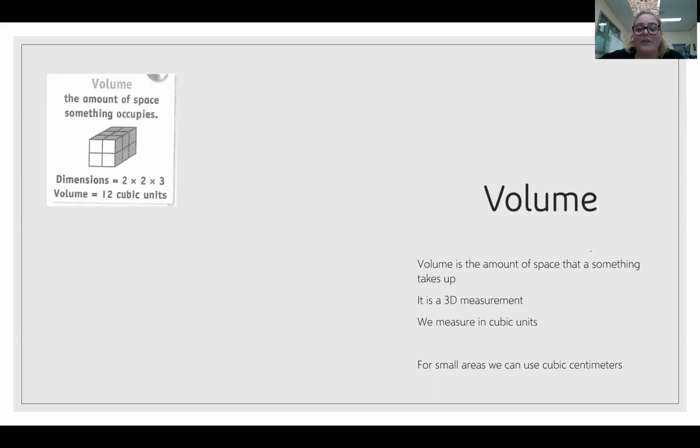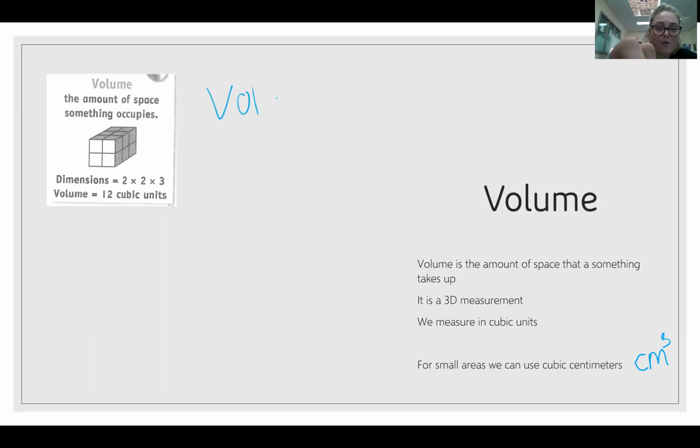So volume is the amount of space something takes up. Okay, so it could be how much space a drink bottle takes up, or how much space a phone takes up. We are looking at 3D shapes. So we're no longer looking at them flat on the table. So we are using cubic units. For small volumes, we would use cubic centimeters. And this is where you're going to find out what you put at the end. We'd put a 3.